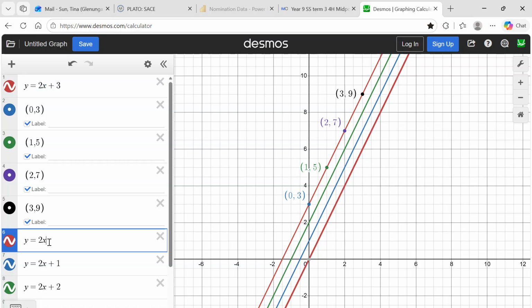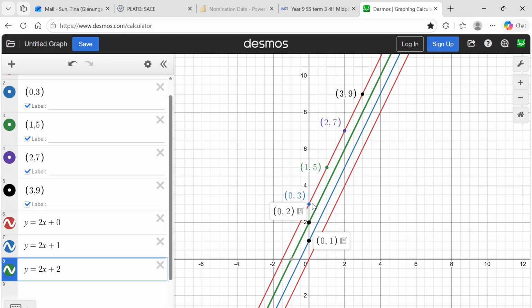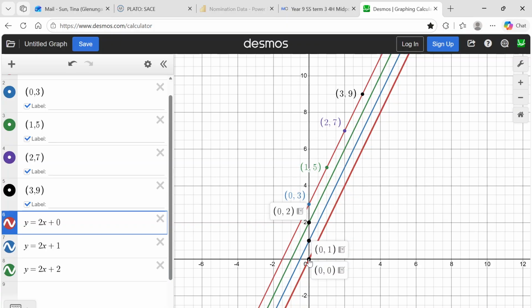This one means plus 0, so the y-intercept is (0, 0). The second one is (0, 1). The third one is (0, 2). And then the last one is (0, 3). So we can see the y-intercepts are totally different.